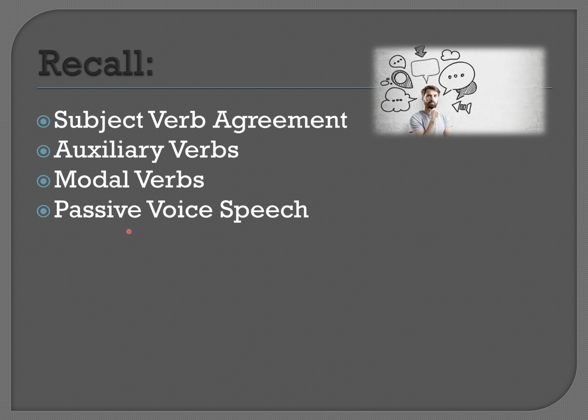In the third lecture, we studied passive voice speech. Where do we use passive voice speech? How do we turn simple sentences or active sentences into passive voice speech? And what rules do we follow? How do we change present tense active voice into a passive voice sentence? And how do we change past tense simple or active voice into passive voice speech? To know more about passive voice speech, please visit our third lecture.